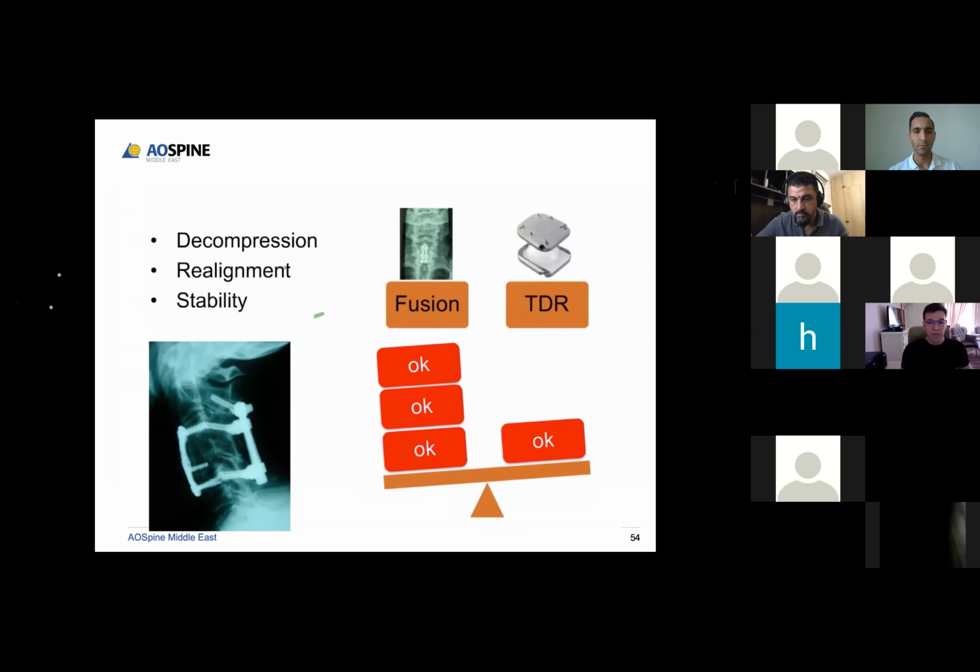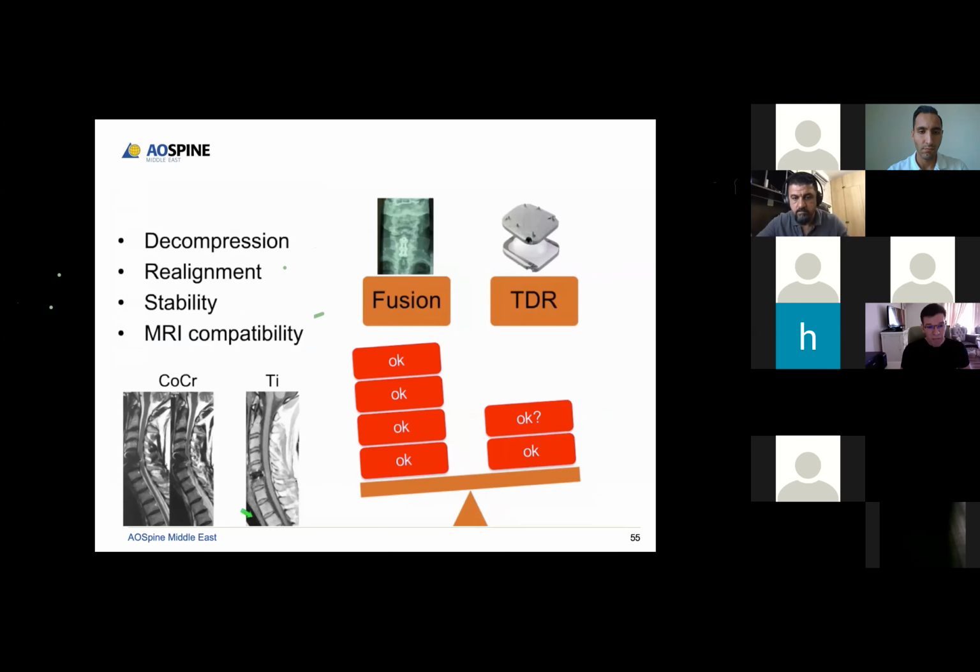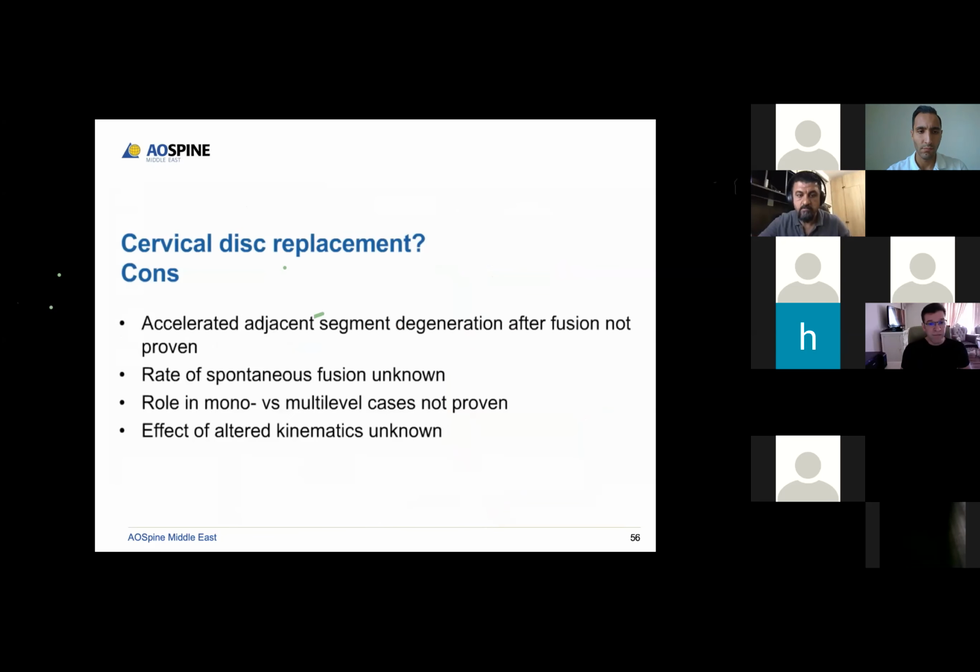Realignment is better with ACDF. Stability is better with ACDF. MRI compatibility is better with ACDF. So why would I use cervical disc replacement if the rate of spontaneous fusion is unknown, if the accelerated adjacent segment degeneration is not proven, if its role in mono or multi-segment cases is not proven, and if its effect of altered kinematics is unknown.